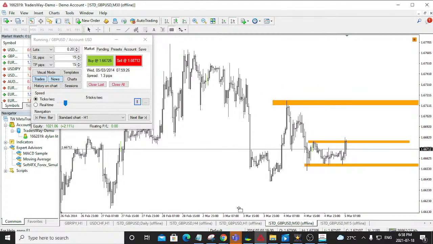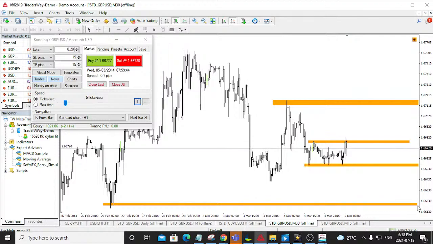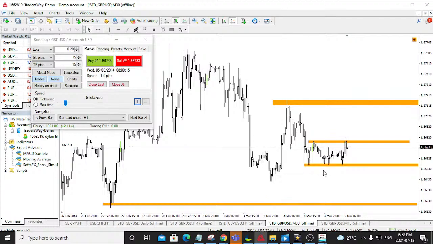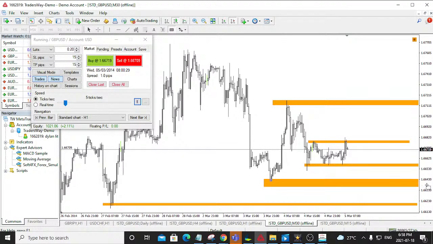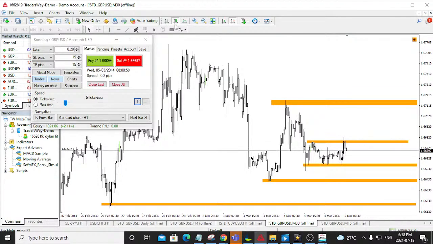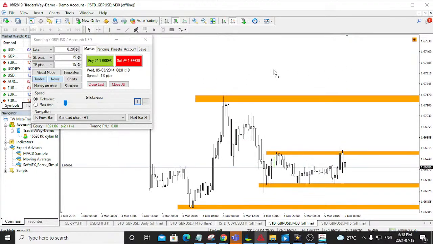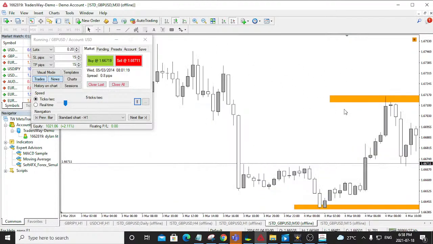Will it bother that trade though? This is literally like 10 pips. So maybe this is kind of where we're looking to take the trade to. That is a possibility. Yeah, I can see that. Zoom in, and zoom in again.